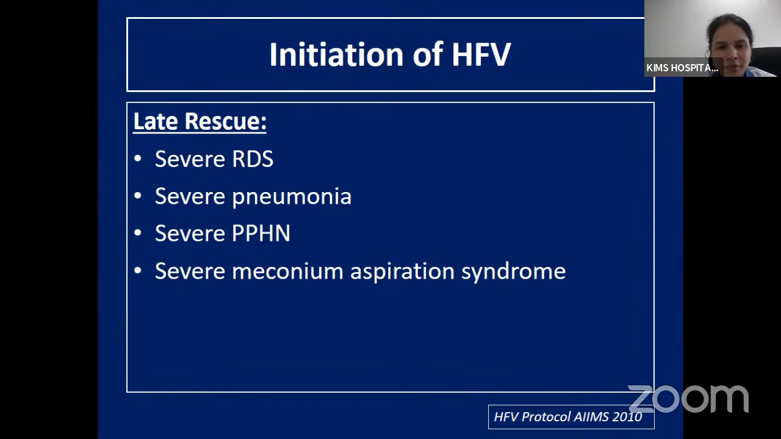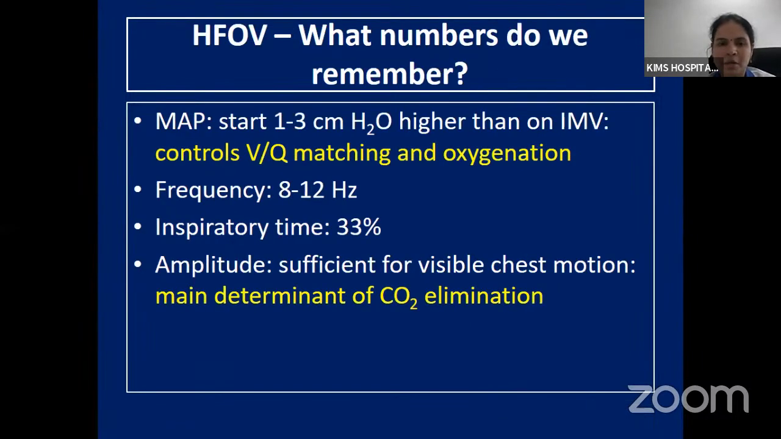Late initiation of high frequency ventilation is indicated in conditions where the parenchymal involvement may be severe, such as severe cases of respiratory distress syndrome or severe hyaline membrane disease, severe congenital pneumonia or severe persistent pulmonary hypertension of newborn, and severe meconium aspiration syndrome.